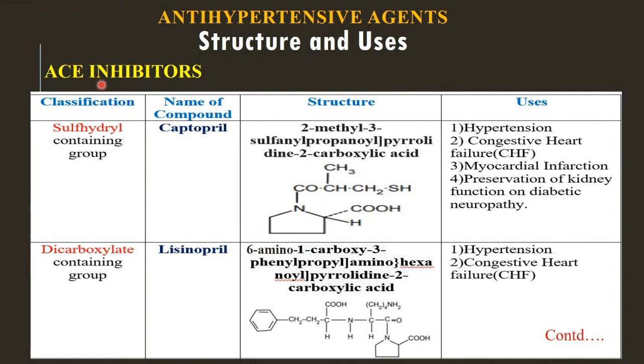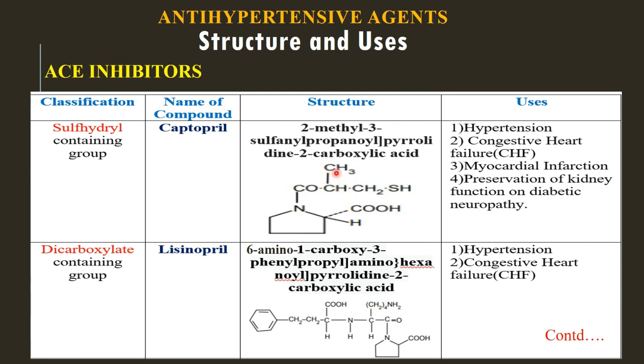Under the ACE inhibitors, the first one is the sulfhydryl containing group. The name of the compound is captopril. Now coming to the structure. In the structure, we can see the pyrrolidine ring. What is a pyrrolidine ring? It is a heterocyclic 5-membered ring with N present in it. To this pyrrolidine, we can see here CO, CH, CH2. The 3 carbons means it is propane. CO is present, so a propanoyl group is present. SH is the sulfhydryl group, or we can say sulfanyl group also. And at the 2 position, there is a methyl.